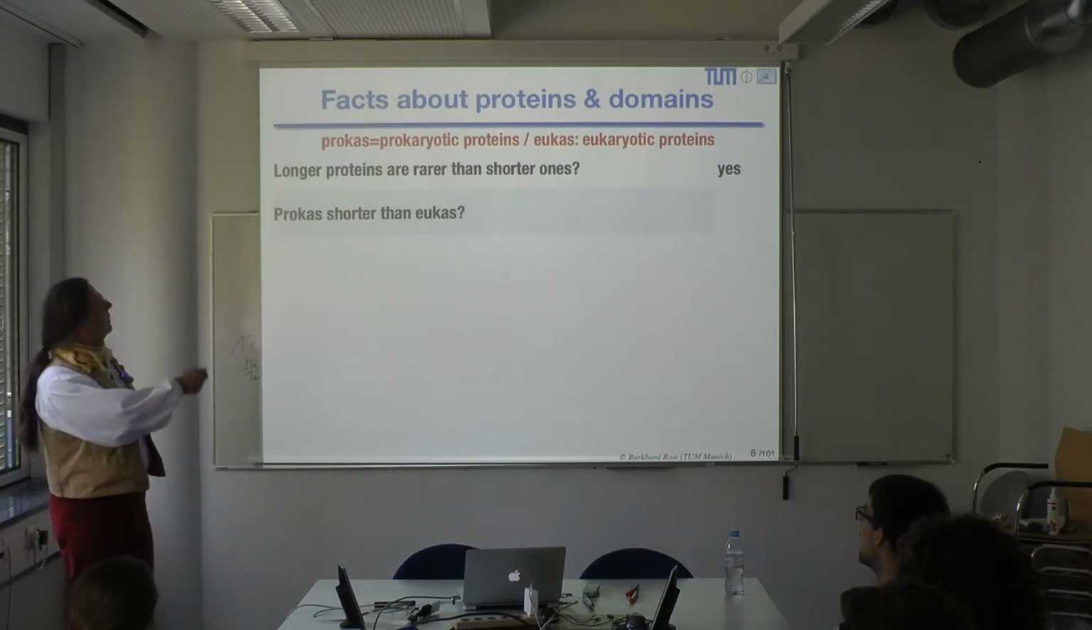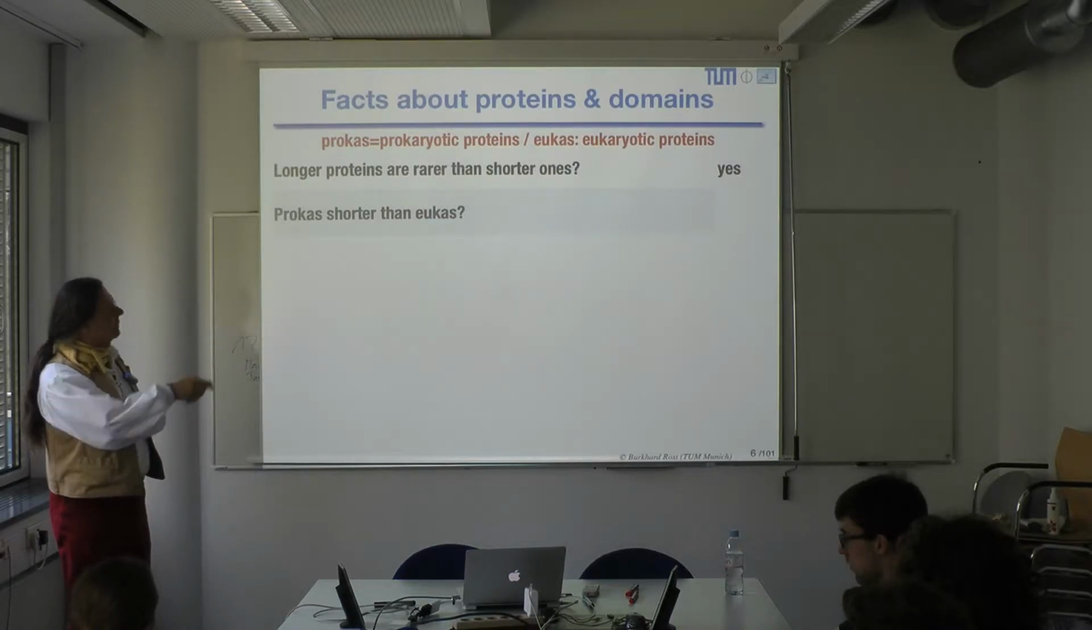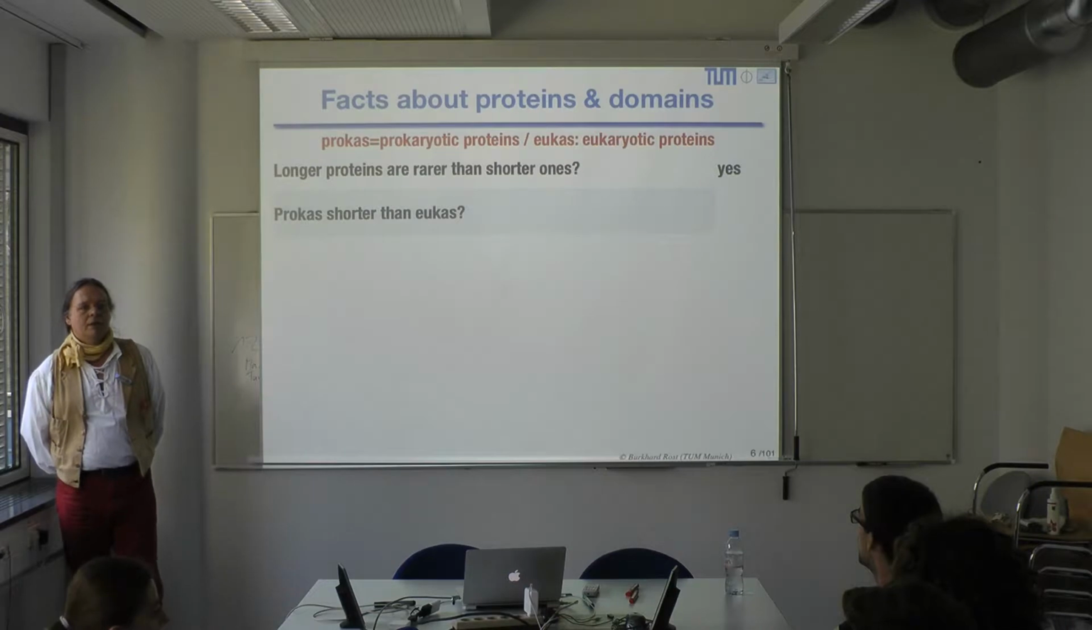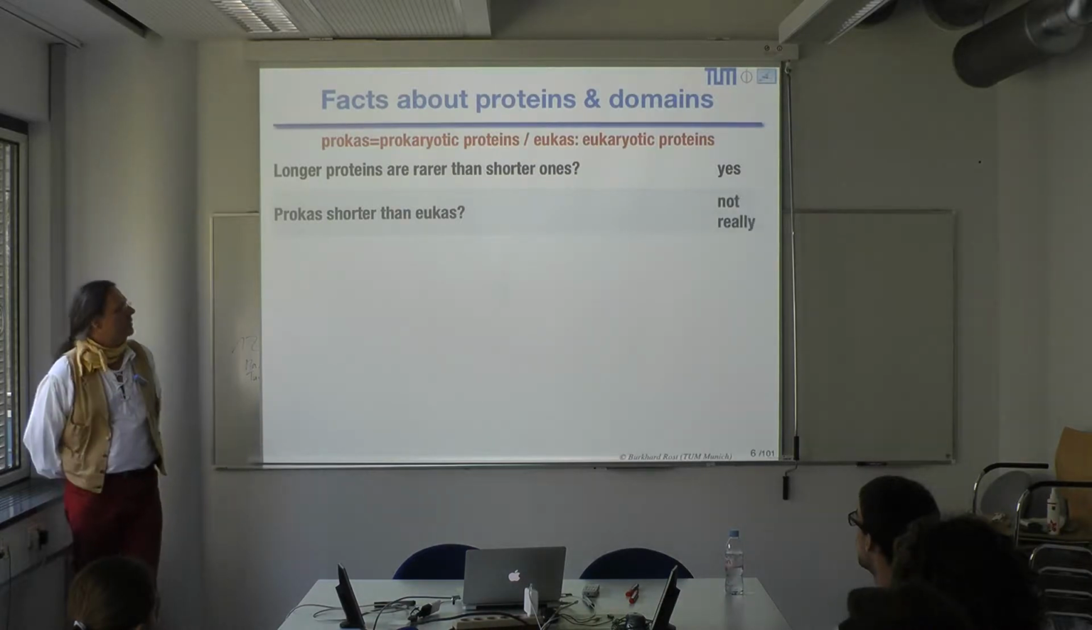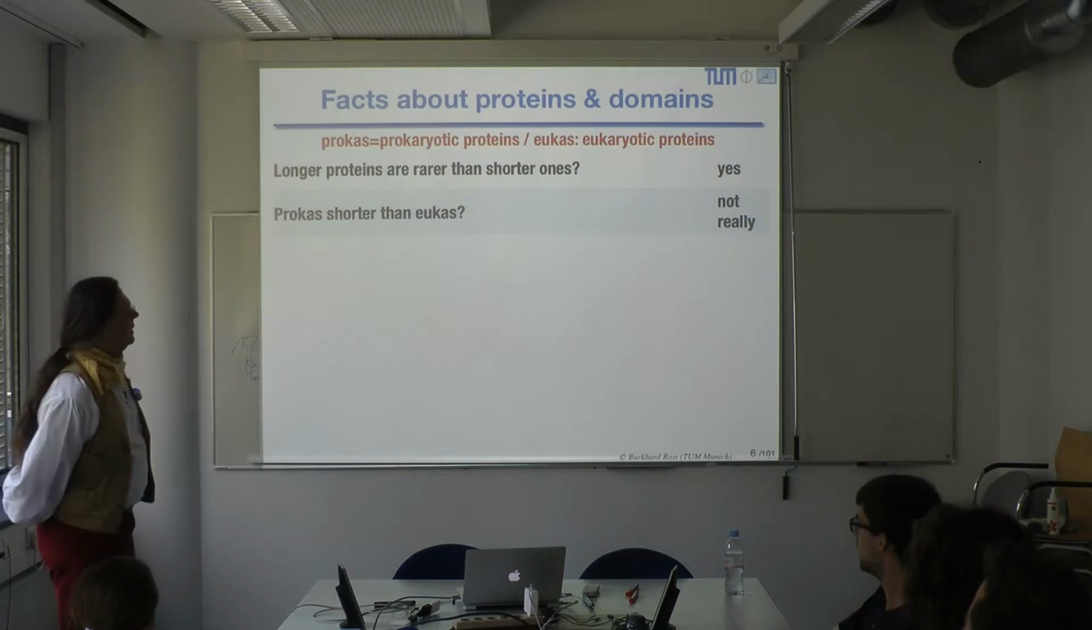Prokaryotic proteins, so I'm going to use the acronym here, totally misleading: procas as prokaryotic proteins, and eucas as eukaryotic proteins. Procas are shorter than eucas. Anybody disagrees with that? At least one person in the room disagrees, and that is me. Not really. I'm going to show you data on that in a minute.